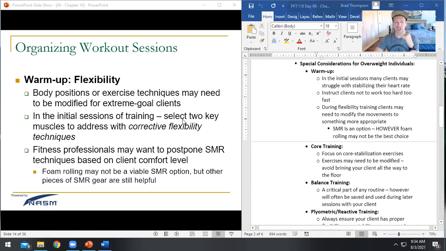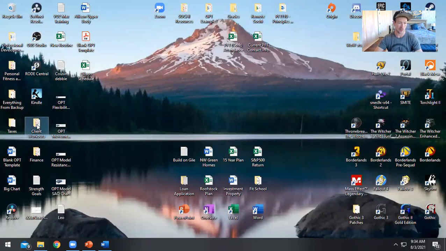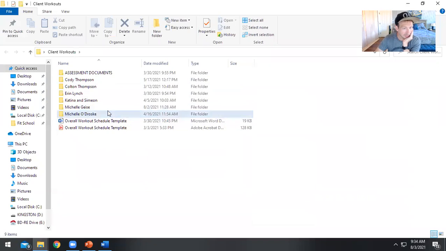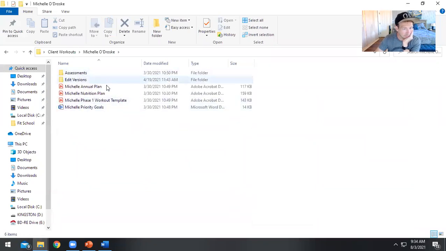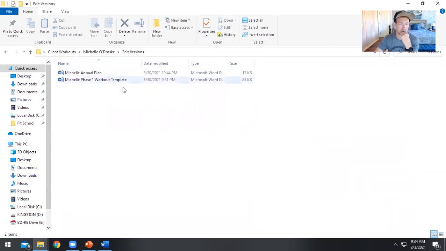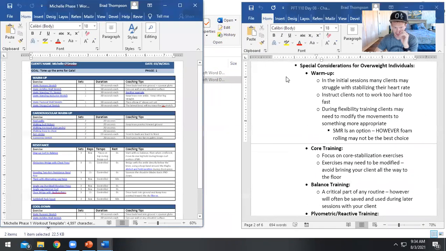But in the initial session, you are probably only going to focus on 2 key areas. You don't have all the time in the world. My warm-ups will sometimes, let's see here, client workouts. I'm gonna pull up some real life examples here. Here's what it looks like.